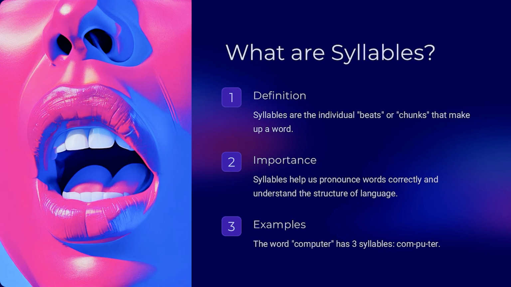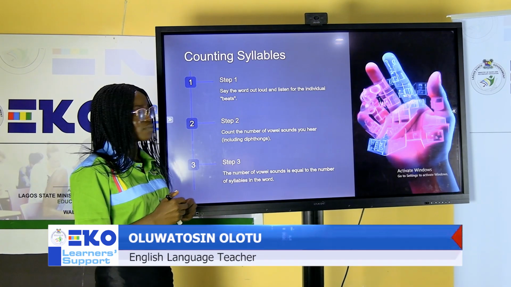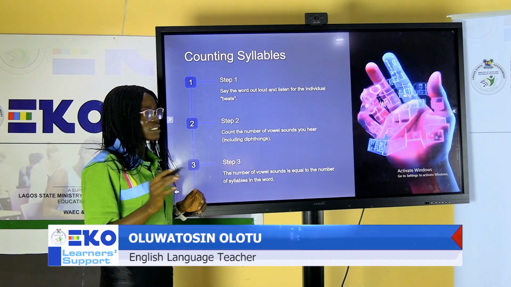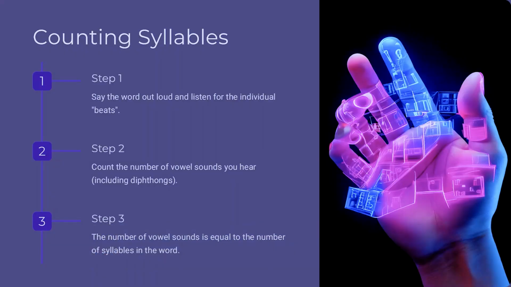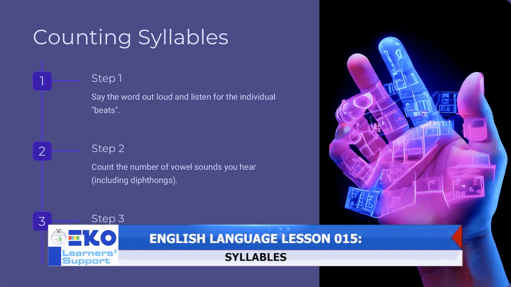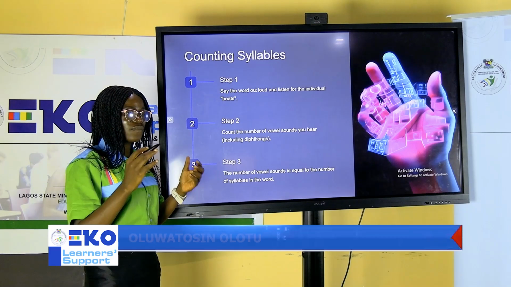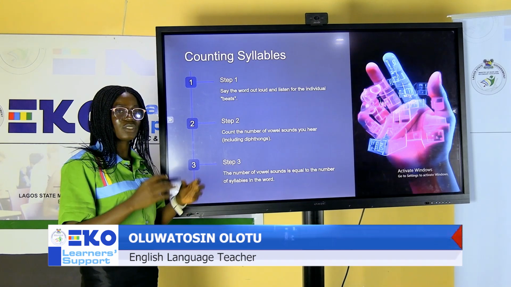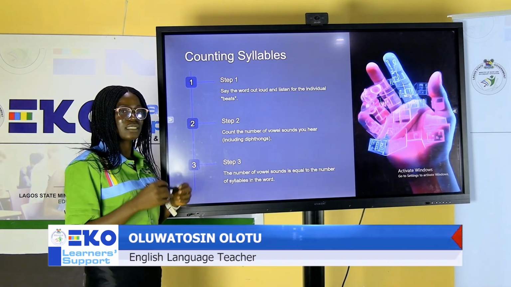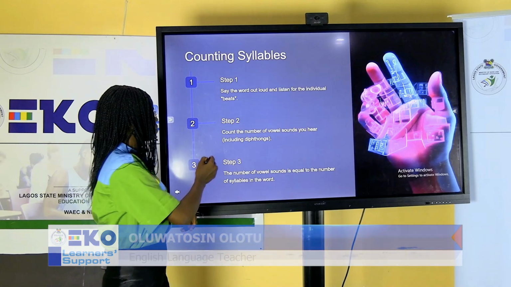Now, how do we know how to count our syllables? I have 3 steps, and I'm going to explain using these 3 steps. First, you have to say the word out loud and listen to the individual bits in the word. The second step, you have to count the number of vowel sounds you hear in the word. You also have to number the vowel sounds. The number of vowels is equal to the number of syllables in the word. That is, if you have 5 vowel sounds in that particular word, that means you have 5 syllables. Your vowel sounds determine the number of syllables you have.